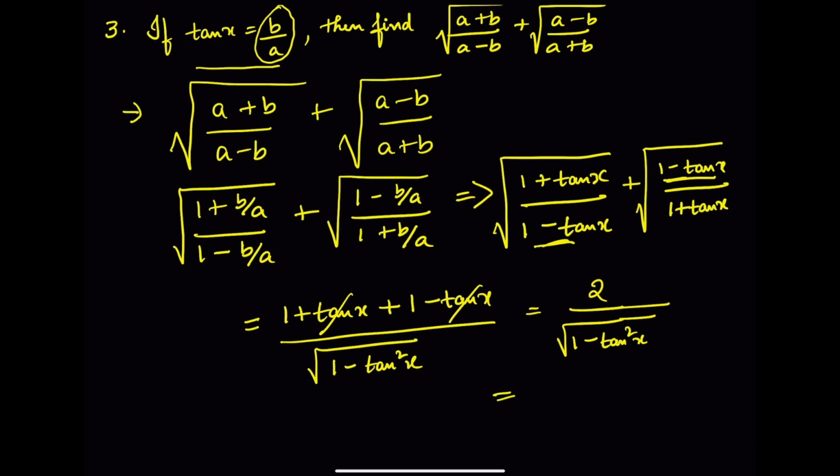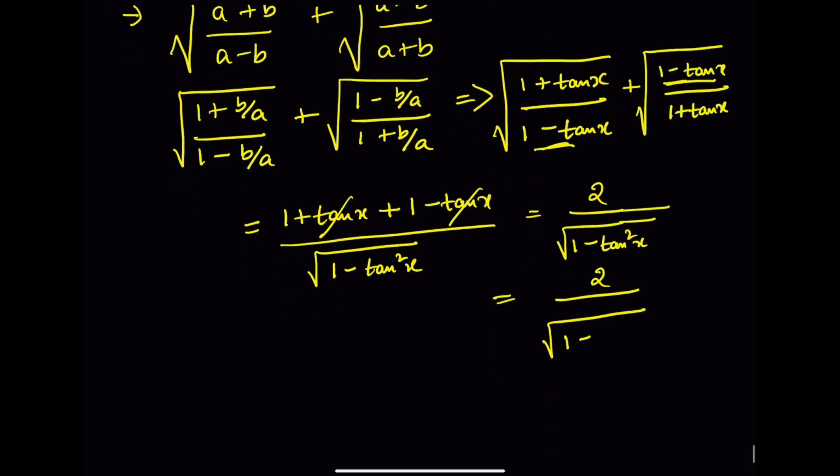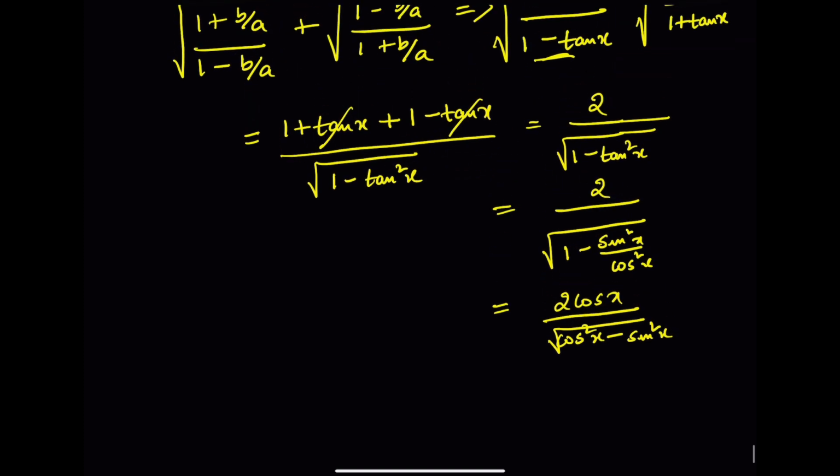The best you can do is change tan x to sin x and cos x. So we will have 2 divided by square root of 1 minus sin square x by cos square x, correct? And if we solve this, we will get 2 cos x divided by square root of cos square x minus sin square x. So this is the best you can achieve here by applying tan x. So this will be your answer for the third one.